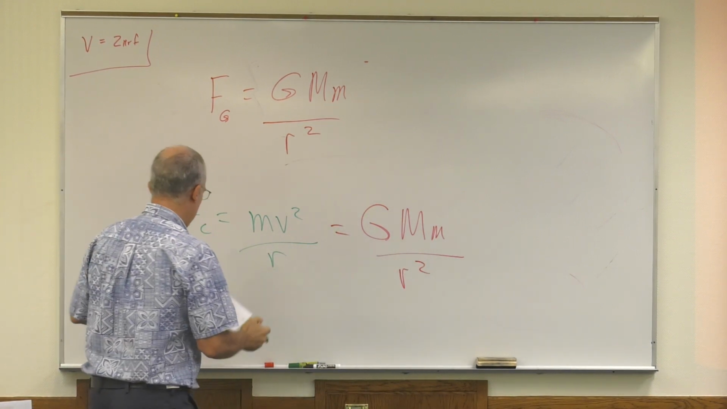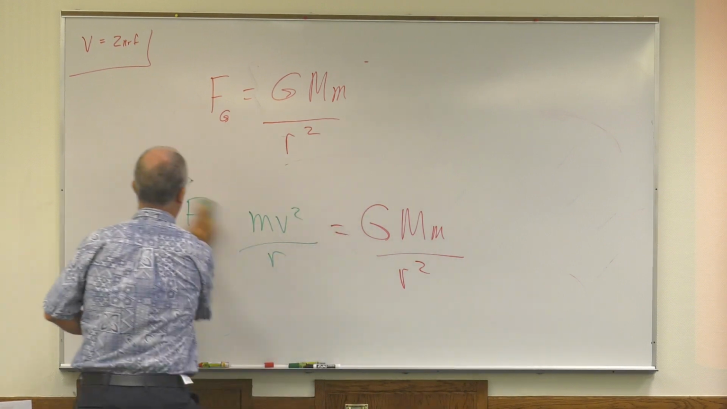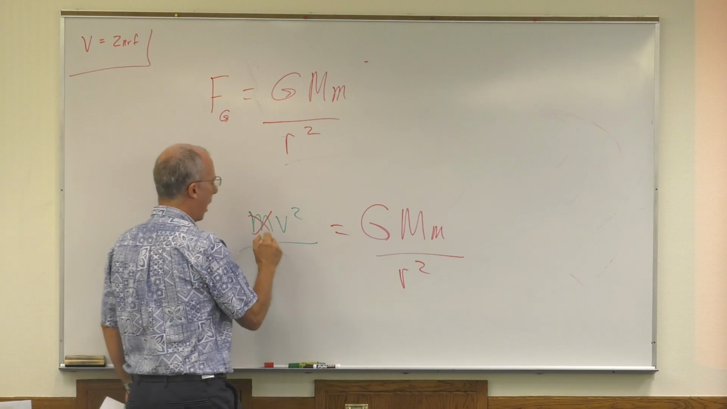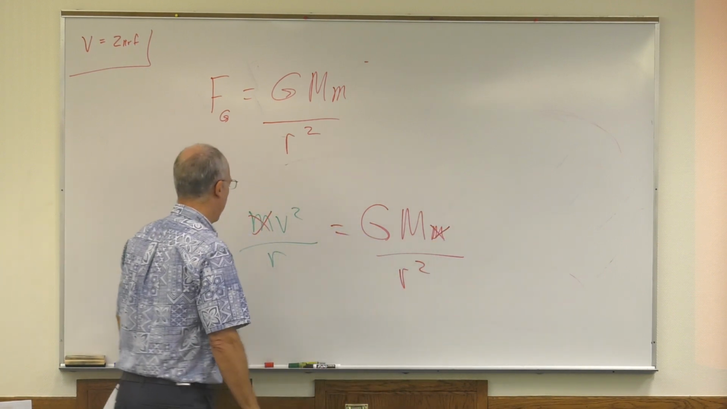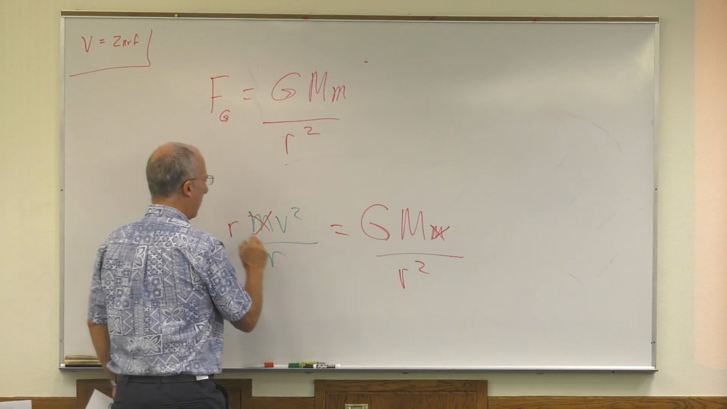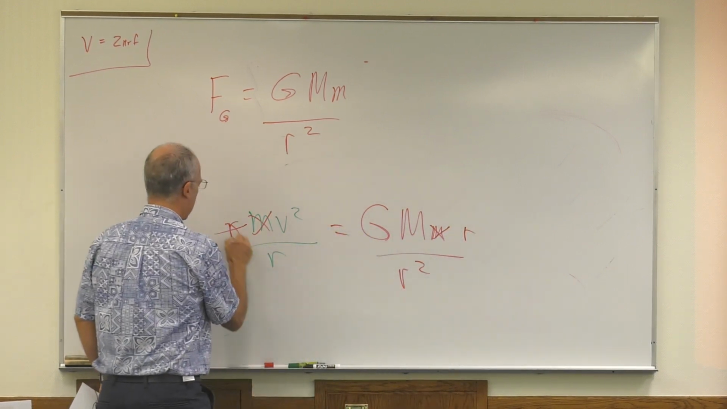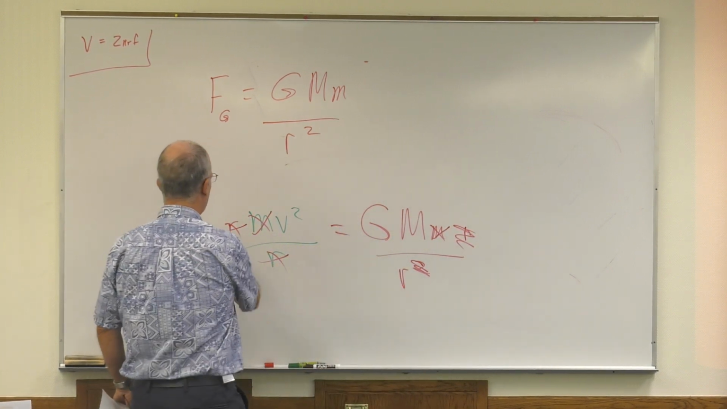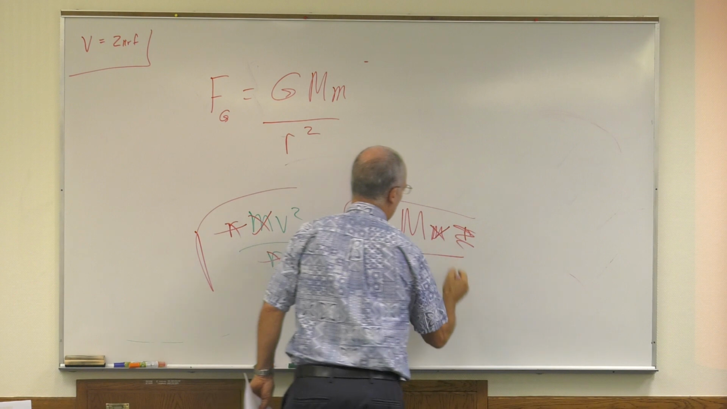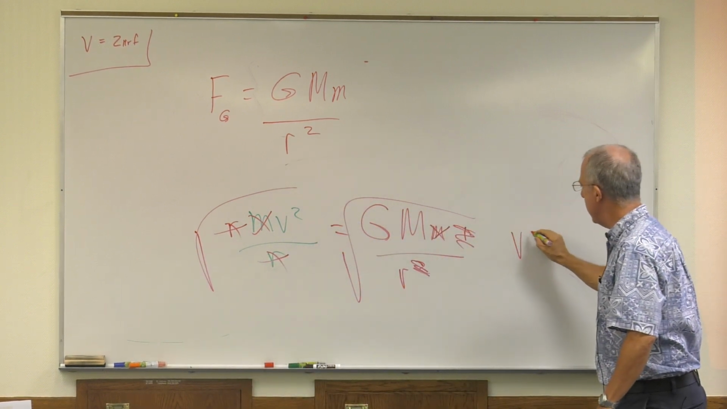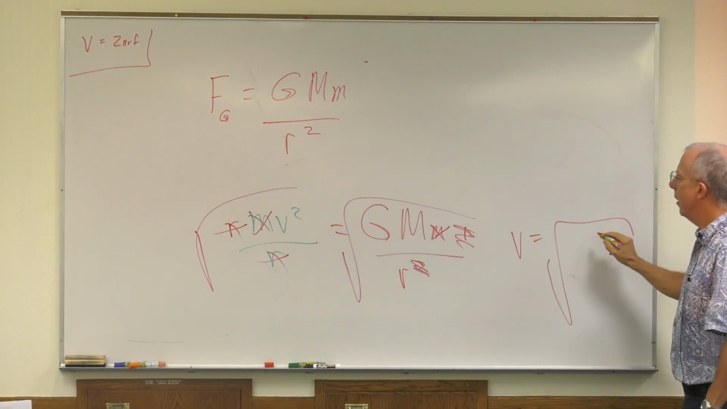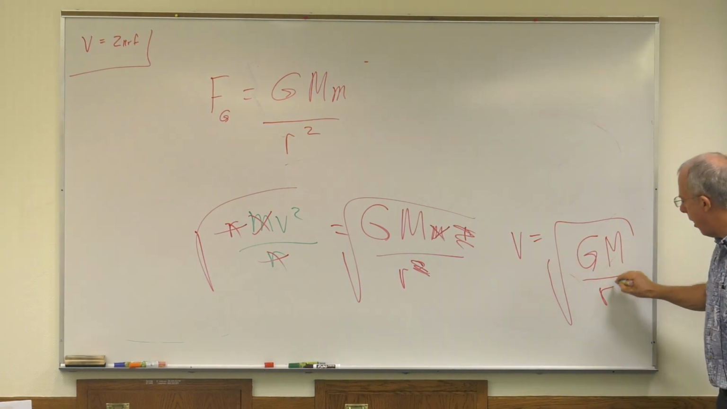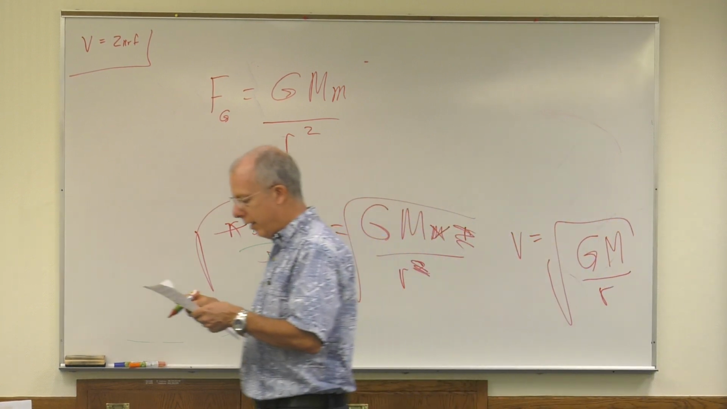So let's solve for v. As always, the mass of the object cancels. We're going to multiply by r, so that cancels, that cancels, and now we just want to take the square root. So what we have is v equals the square root of G times the mass of the Earth, divided by r. And there you go.